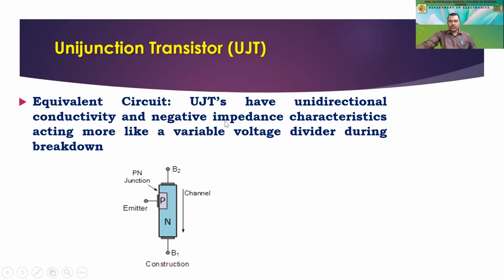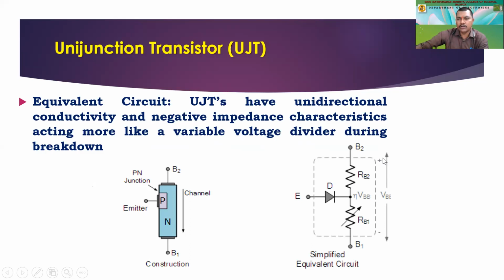Equivalent circuit: UJTs have unidirectional conductivity and negative impedance characteristics, acting more like a variable voltage divider during breakdown. So we have a voltage divider sort of circuit. Now, what is a voltage divider circuit? A voltage divider circuit is nothing but two resistances with which we try to divide the voltage. This is how it looks.